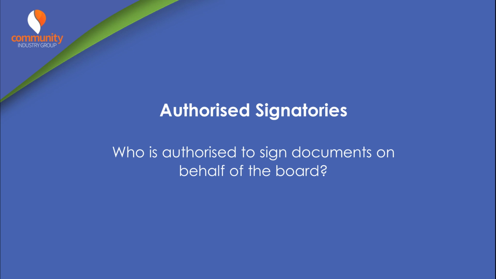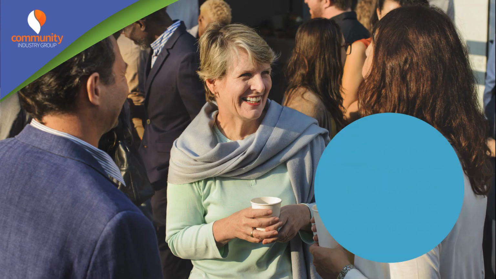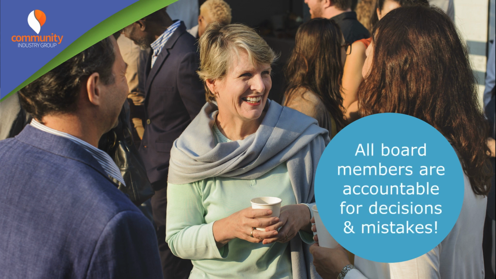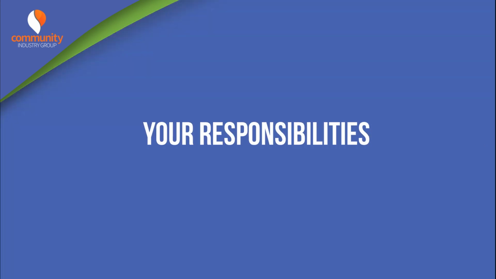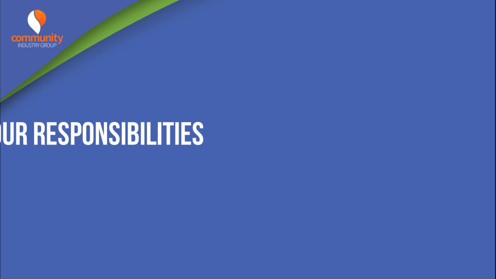The Association's board should notify any change in its authorised signatories to any party or company that they deal with regularly. Even though the office bearers' positions have these responsibilities, it's actually all board members that are accountable for decisions and mistakes. While you need to have a level of trust in the competence of your treasurer, secretary and chair, you need to make sure that you are not blindly following what they say.